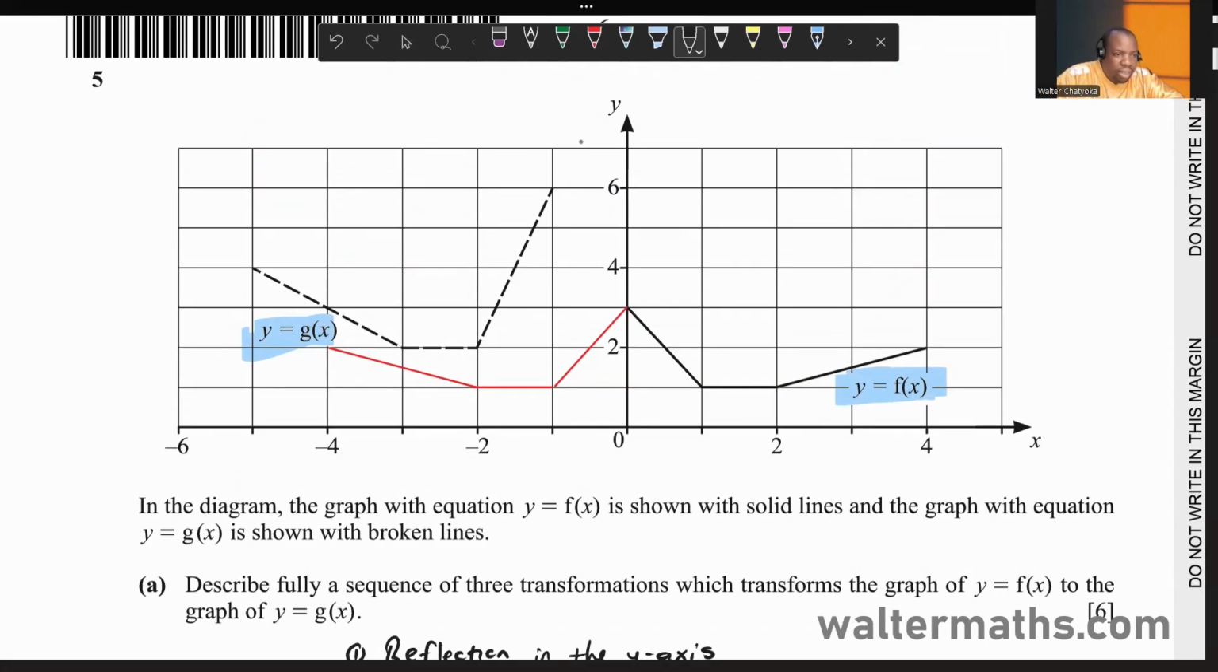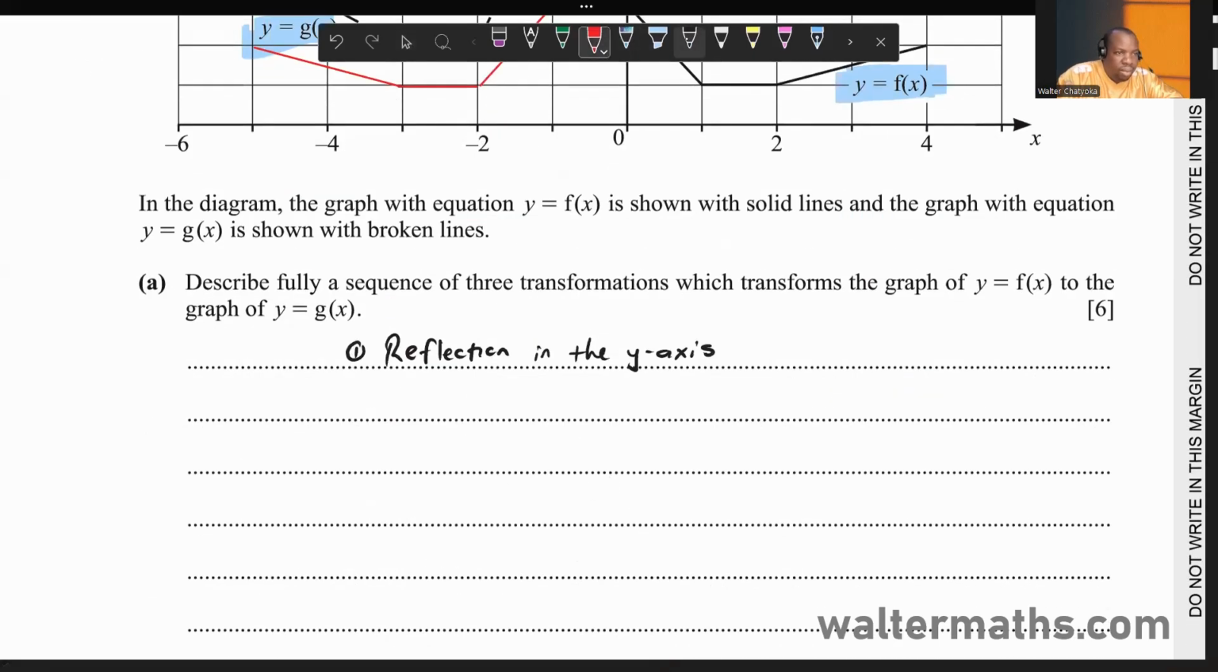Now, after that, we can see that the graph shifts to the left by 1 unit. So this same graph now shifts to the left by 1 unit, like this. So that's a translation. I'm going to write that down. That's number 2. So that's a translation represented by the vector -1 and 0. So basically 1 unit to the left.